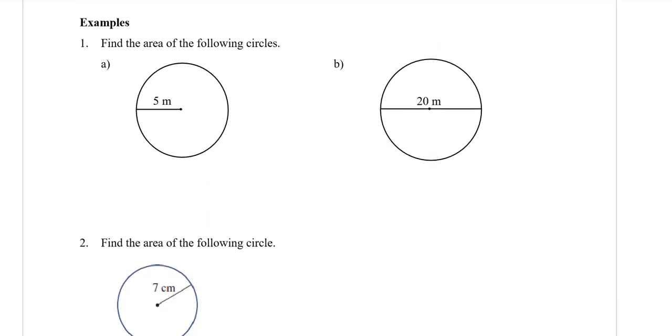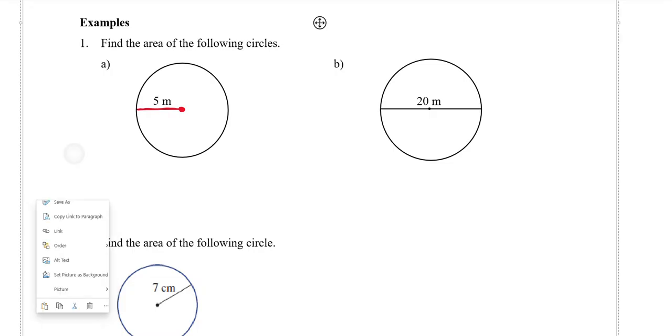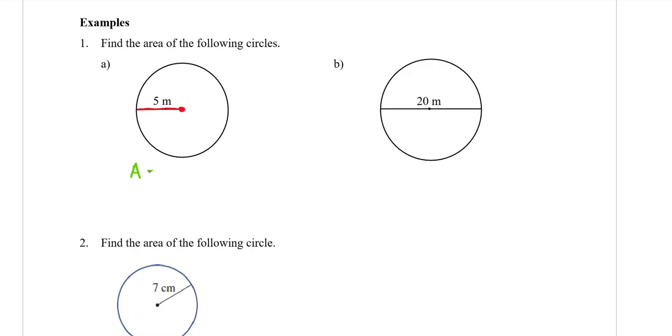Number 1, find the area of the following circles. So this 5 meters is a radius because it goes from the center to the edge. The formula for a whole circle is A for area equals pi r squared. Always formula first. Second line, we sub in our radius, which is 5. So it's going to be pi, we need a times sign, 5 squared.